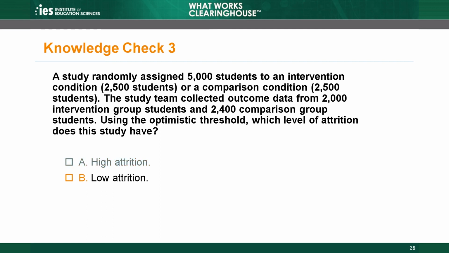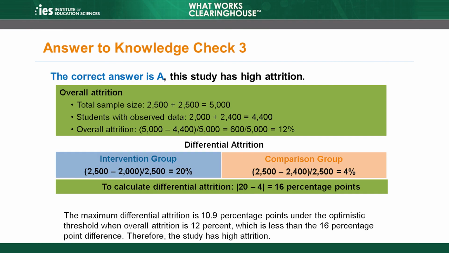The correct answer is A. The study has high attrition. Let's work through this example to see why. First, we need to calculate overall and differential attrition. Overall attrition is 12% and differential attrition is 16 percentage points. Using the table in the Standards Handbook, we find that the maximum allowable differential attrition rate for an overall attrition rate of 12% is 10.9 under the optimistic threshold. Our differential attrition rate in this knowledge check of 16 percentage points exceeds that maximum. Therefore, the study has high attrition.